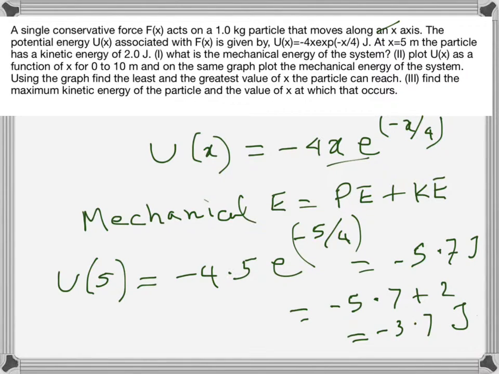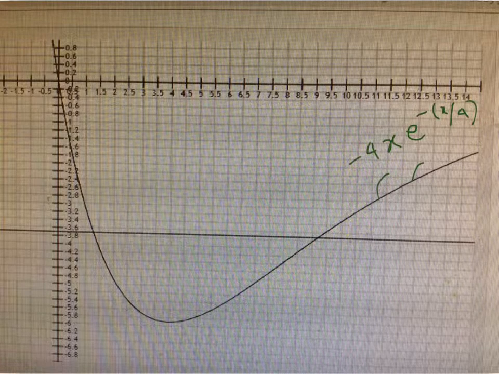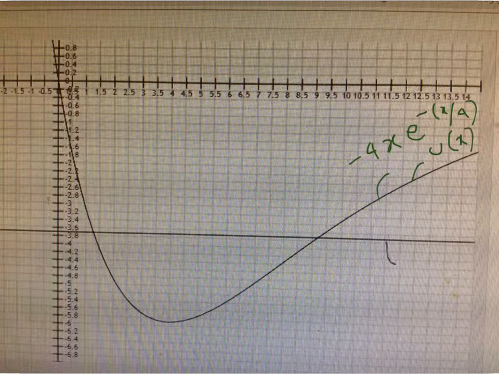Then the question says to plot U(x) as a function of x for x equal to 0 to 10, and on the same graph plot the mechanical energy of the system. And using the graph we need to find the least and the greatest value of x that the particle can reach, and find the maximum kinetic energy of the particle and the value of x at which that occurs. So here is the plot. This one is minus 4x e to the power, so that's the U(x), and this one is the mechanical energy.